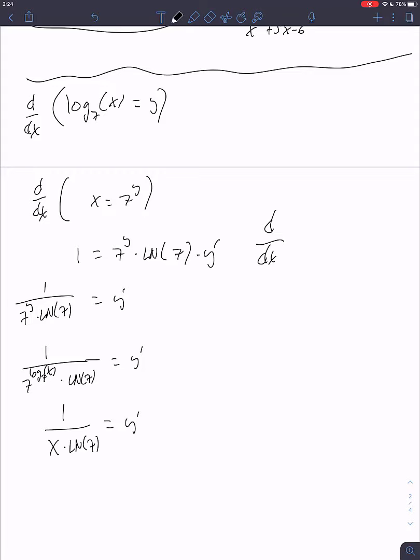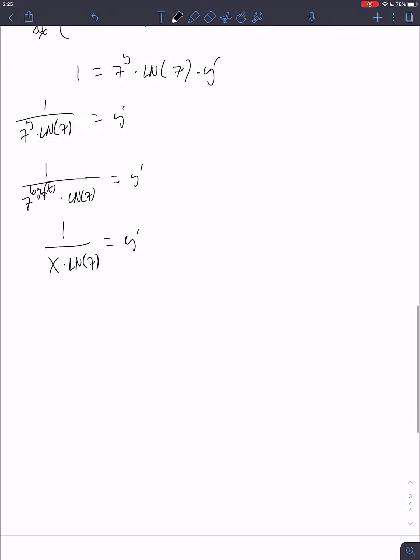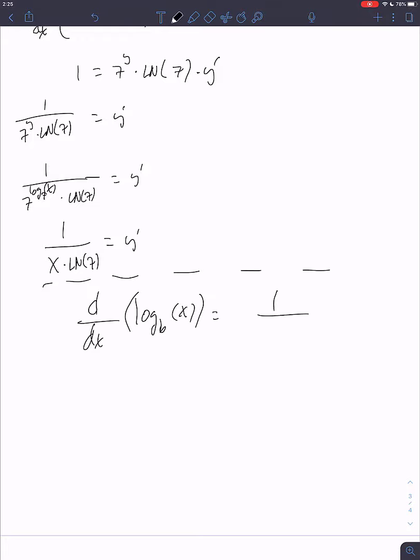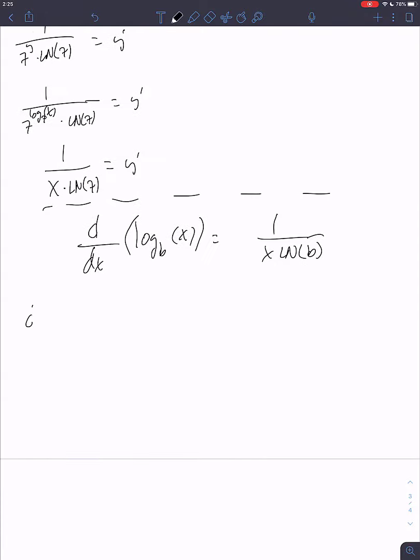So that tells us that the derivative of this particular example, log base 7 of x, really is 1 over x, just like a regular log, it's 1 over the inside, but you must also multiply the denominator by ln of the base. So in general, the derivative of a logarithm of any base is going to be 1 over whatever that inside is, the x, and in the denominator we multiply it by the natural log of that base.